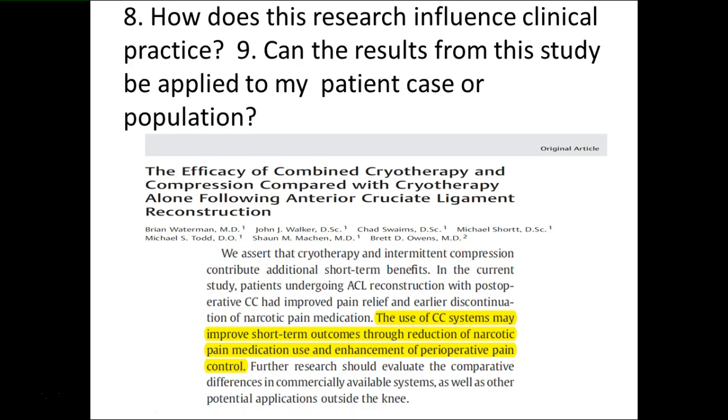And then last but not least is, how does this research influence clinical practice? Can the results from the study be applied to my patient case or population, right?